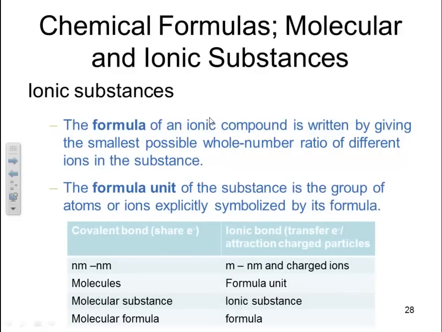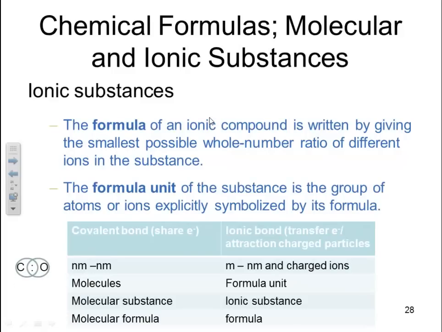So in summary, a covalent bond is a sharing of electrons, typically between non-metals. An ionic bond is a transfer of electrons, an attraction of charged particles, typically between a metal and a non-metal, giving charged ions. We refer to molecules in covalently bonded substances. We refer to a formula unit for an ionic substance. A molecular substance has covalent bonds and a molecular formula, while an ionic substance has ionic bonds and a formula.